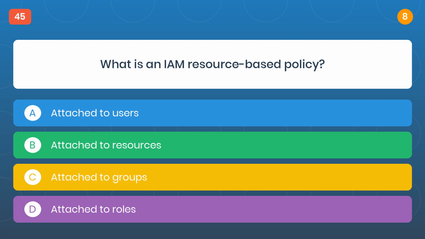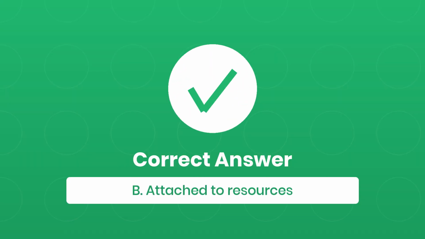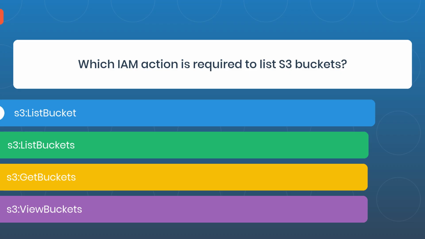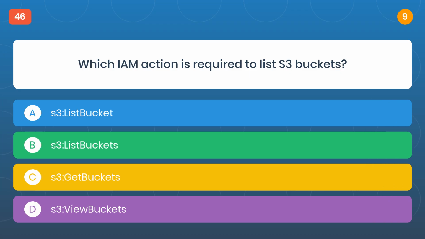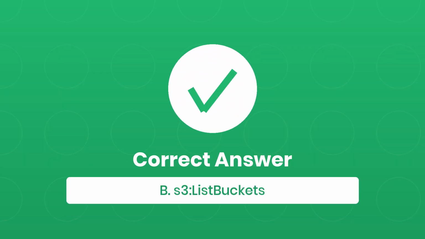Question 45. What is an IAM resource-based policy? The correct answer is B, attached to resources. Question 46. Which IAM action is required to list S3 buckets? The correct answer is B, S3:ListBuckets.